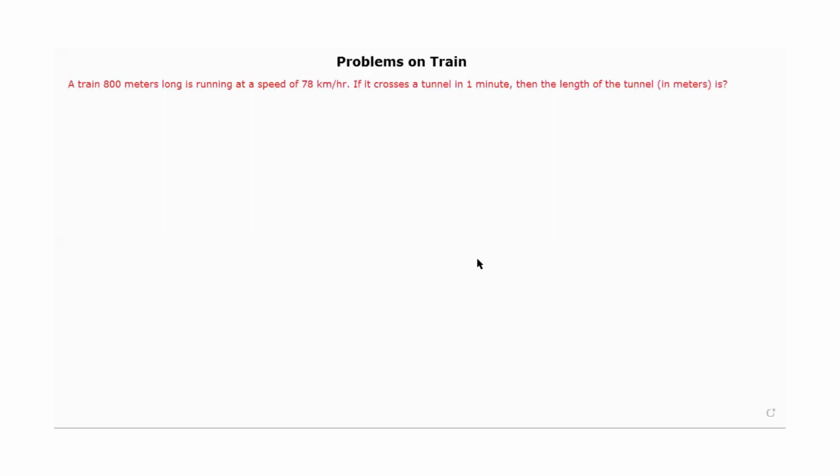A train 800 meters long is running at a speed of 78 kilometers per hour. If it crosses a tunnel in 1 minute, then the length of the tunnel, in meters, is? Answer: to find the length of the tunnel, we need to calculate the distance covered by the train during the time it takes to cross the tunnel.